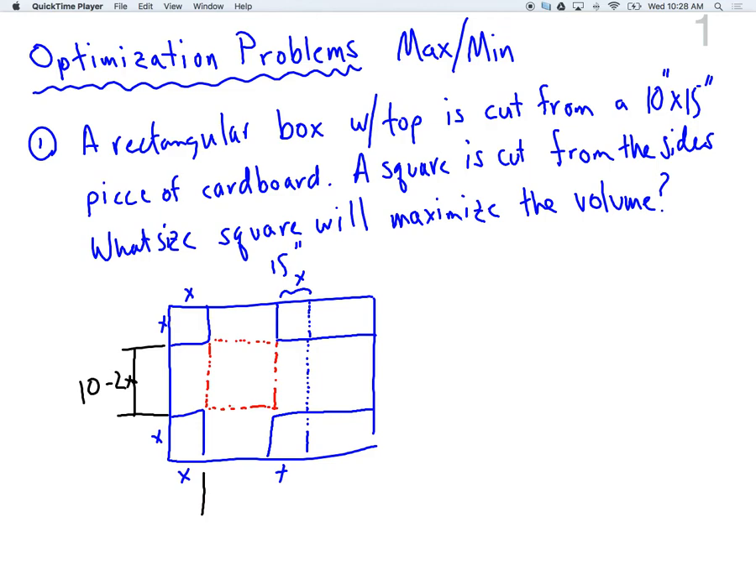Okay, now the hard part. How long is that? And think carefully before you answer. 10 minus 2x? Nope. 15 minus 4x? Nope, but you're on the right track. You're getting warmer. How long is this?